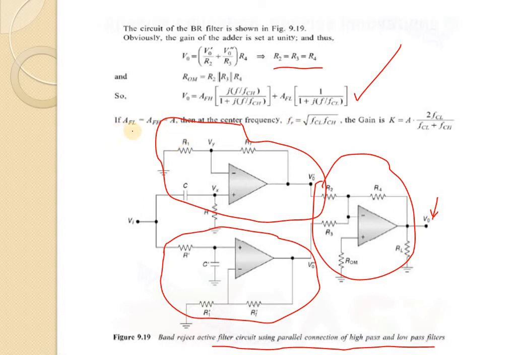If AFL equals AFH equals AF, then at the center frequency, the resonant frequency will be the square root of FCL into FCH, and the gain will be A into FCL divided by FCH. So this is the diagram for the band reject filter, and this is the output voltage, resonant frequency and gain of the band reject filter.